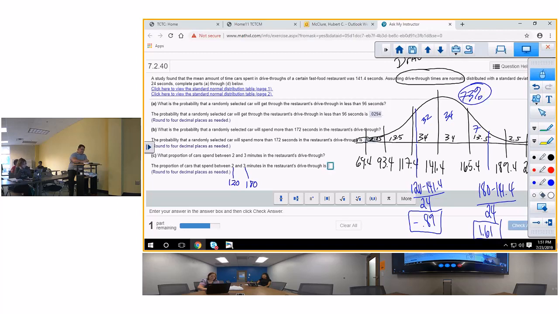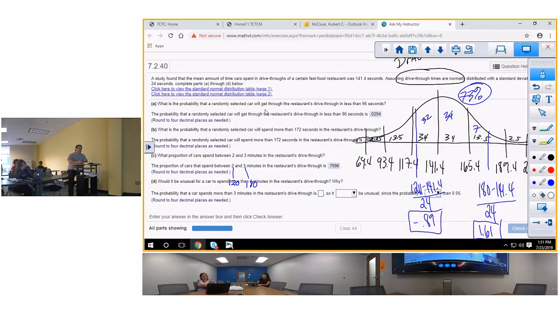Before, rounding. 0.7 what? 7596? Okay, I said 73. It's 76. Oh, come on. That's what we be saying. The probability, well, that's good for homework, but not right now. I want to go over test questions.